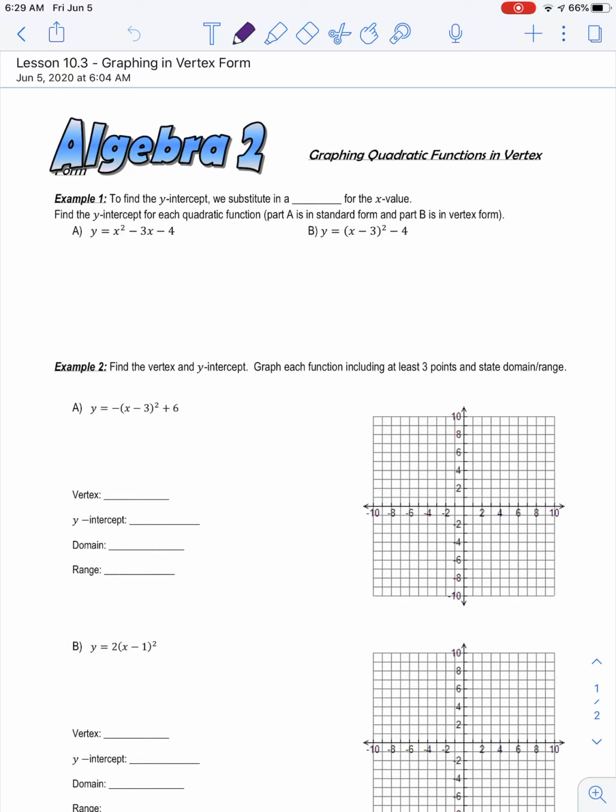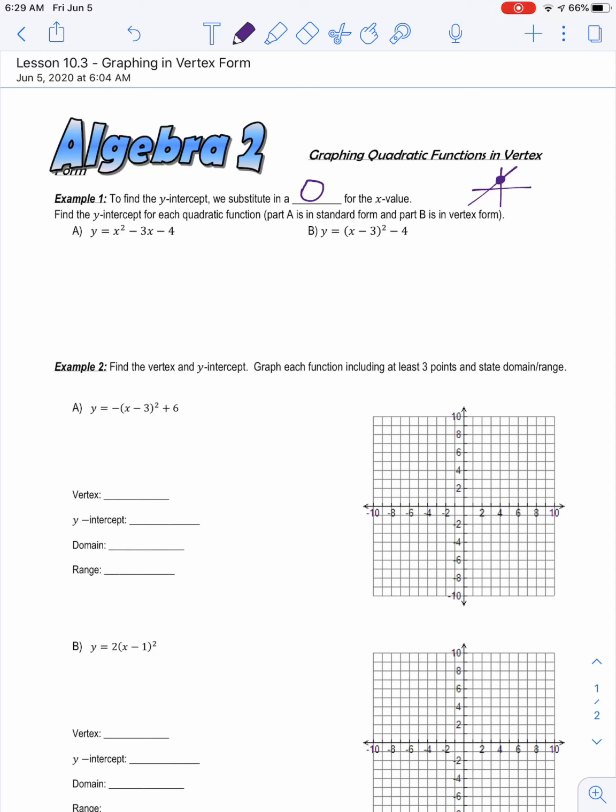In this lesson, we will be graphing quadratic functions in vertex form. So in example 1, first we want to practice finding the y-intercept. To find the y-intercept, we substitute a 0 in for the x value. Remember, the y-intercept is wherever a line or any type of function crosses the y-axis. So that is always going to be where the x value is 0.